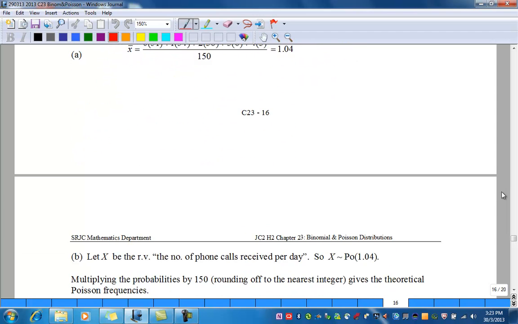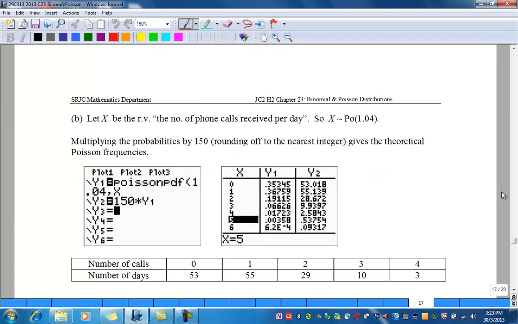B. Let us define the random variable. Let x be the random variable, the number of phone calls received per day. So from part A, we know that x follows a Poisson distribution with lambda as 1.04. Multiplying the probabilities by 150 and rounding off to the nearest integer gives the theoretical Poisson distribution frequencies.